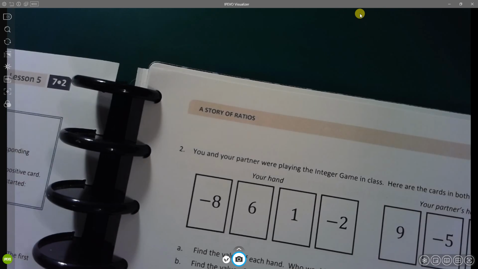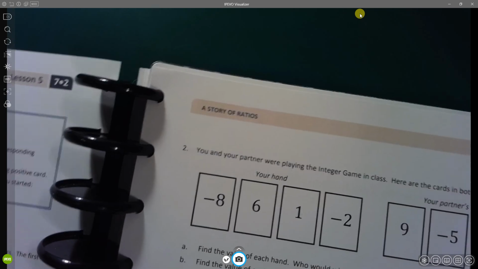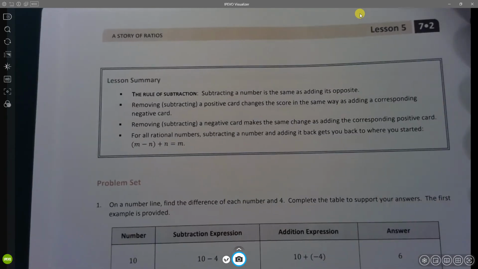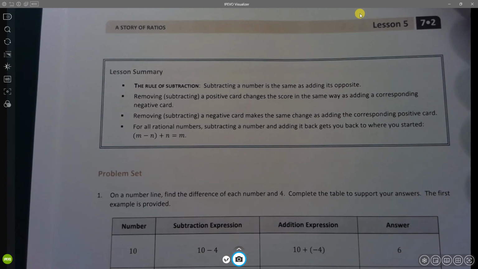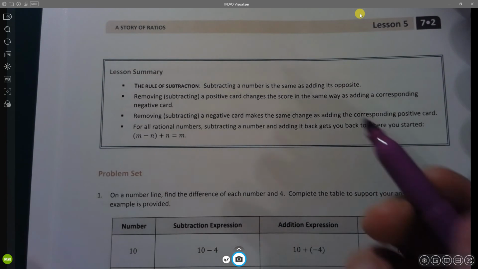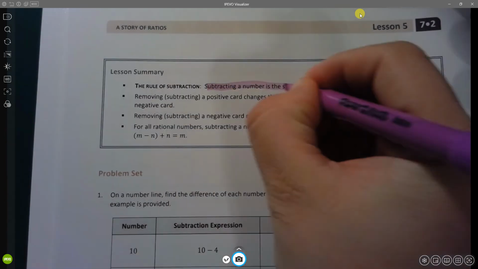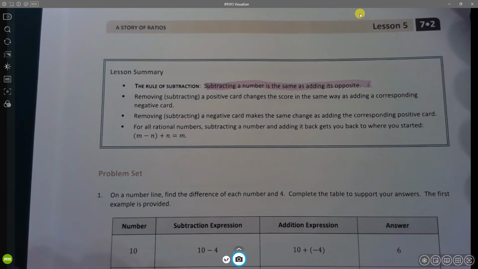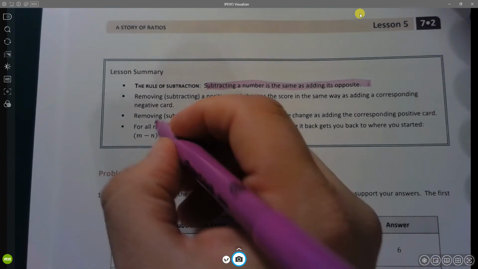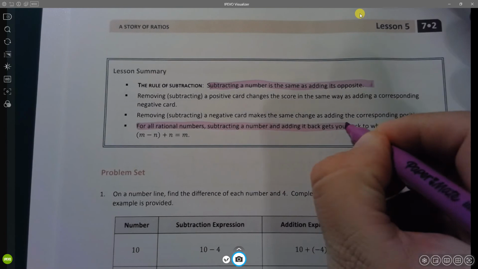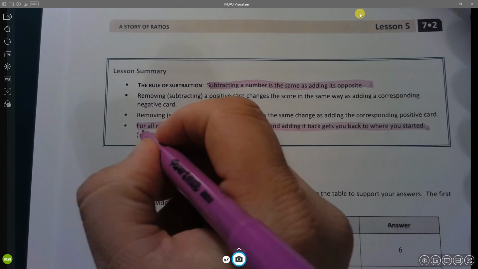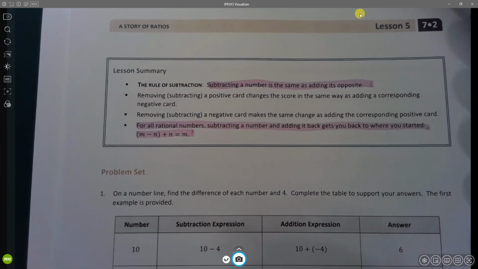All right, so let's move on. Oh, look, how wonderful. We're at the problem set. So let's take a quick review of the lesson summary. Short, simple lesson, okay? The rule of subtraction states that subtracting a number is the same as adding its opposite. For all rational numbers, subtracting a number and adding it back gets you back to where you started. M minus N plus N equals M. So, a couple of things that we need to know.